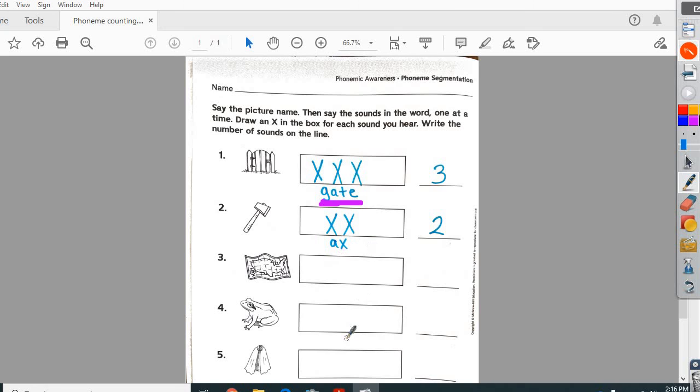All right, so you're gonna finish all these pages. If you get stuck or don't know what a picture is, go ahead and send me a message and I can help you, okay? All right, good luck, guys.